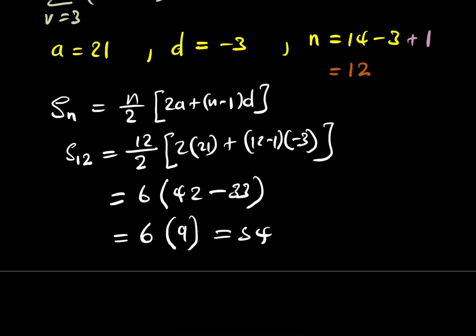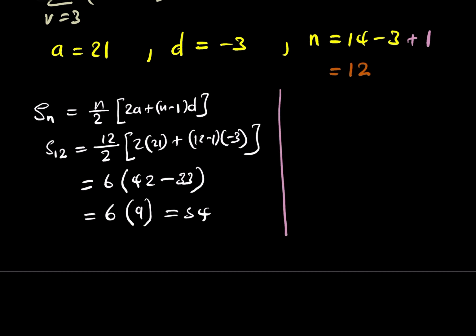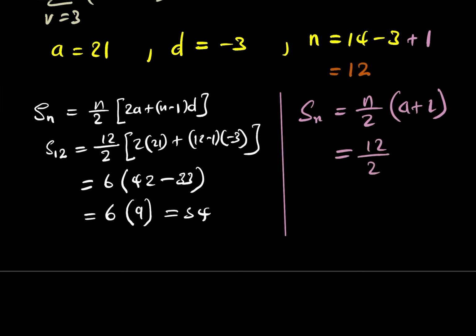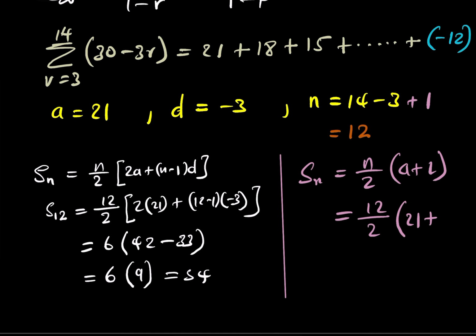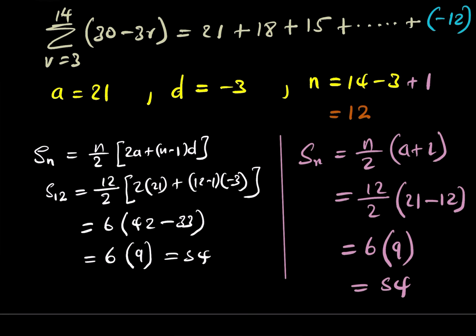The other way to treat this sum, because we know the last term, and I'm just seeing it now that we could have used the other method, is to say the sum of the first n terms is n over 2 into a plus the last term. So n is still 12, divided by 2. a is 21 plus the last term. What is the last term? The last term is minus 12 in the series, right? So this should be 6 multiplied by 21 minus 12. This should be 9 also, and that should really give us 54. So this is the best way to evaluate this sum.